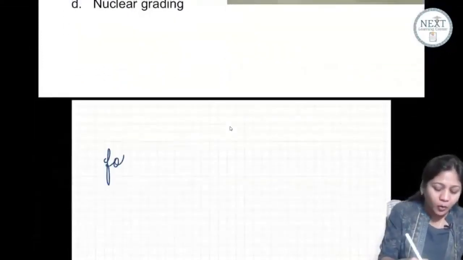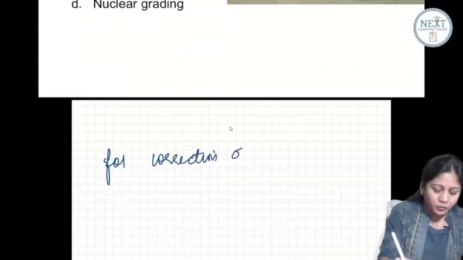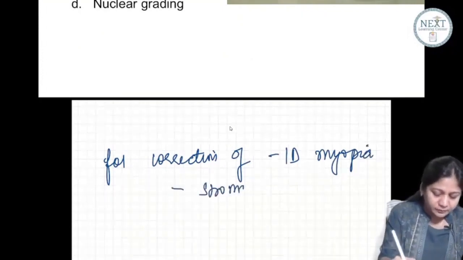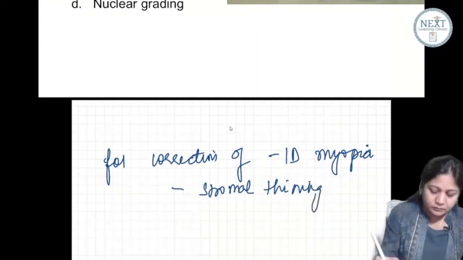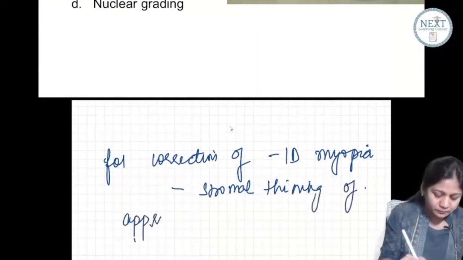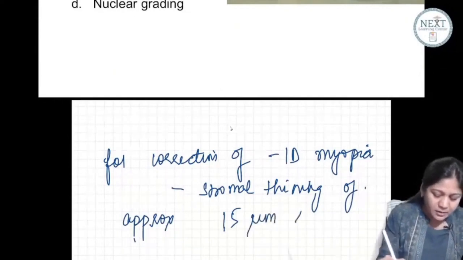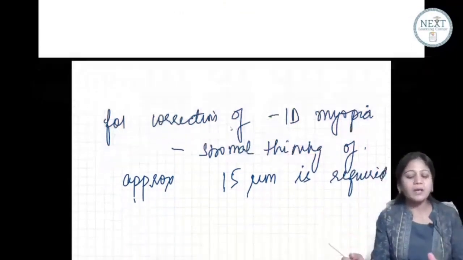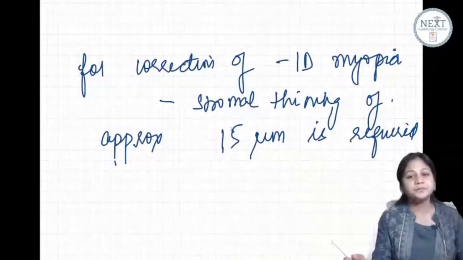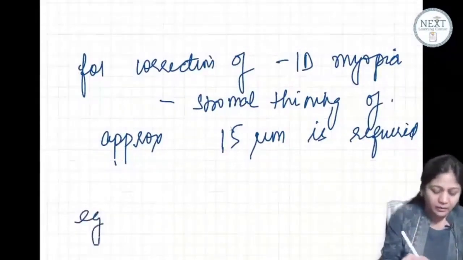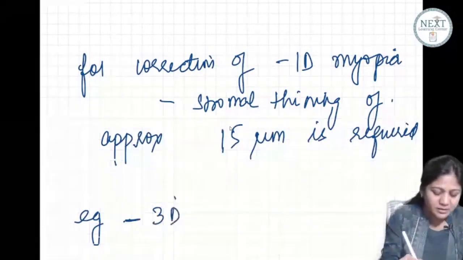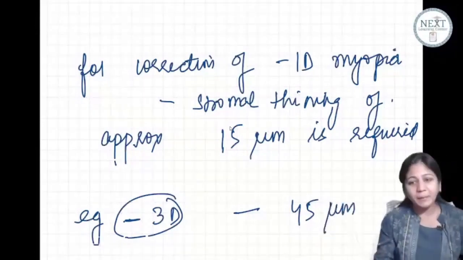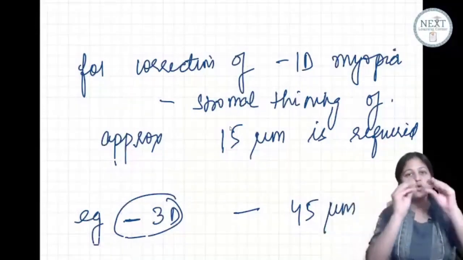For correction of -1 diopter myopia, stromal thinning of approximately 15 microns is required. Are you able to understand? Basically I have to thin the stroma, depending upon how much I have to correct. If somebody's glasses number is -3, for example, how much stroma should be thinned out? Approximately 45 microns. Am I clear? So what is the basic idea? To thin the stroma.